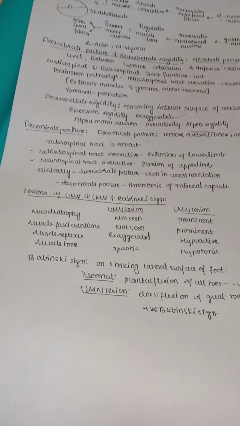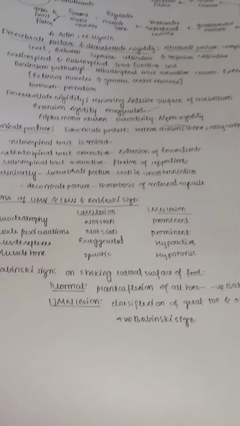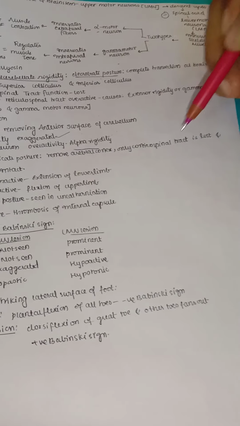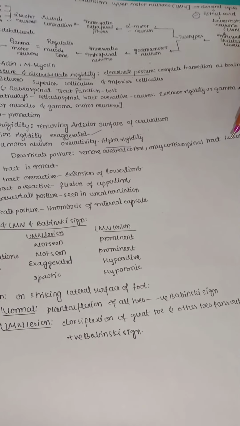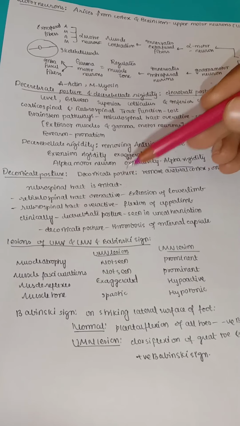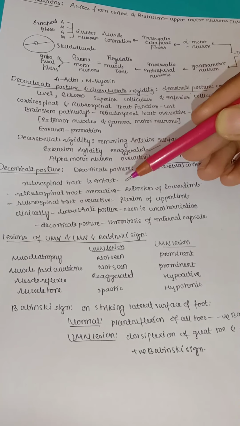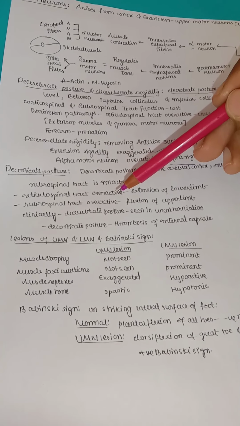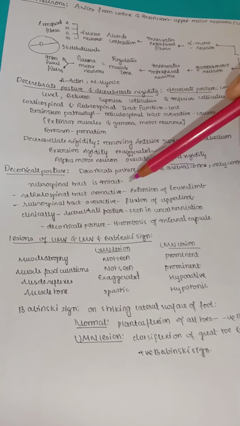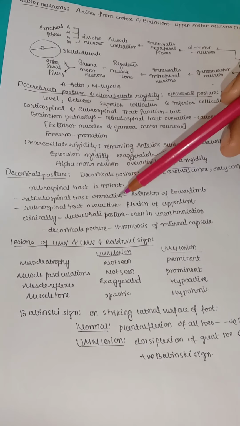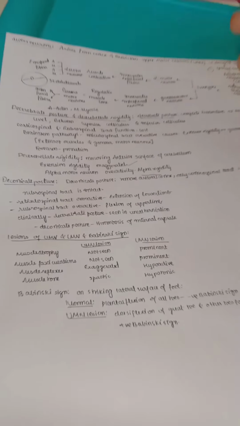Now let us see decorticate posture. If you remove the cerebral cortex, only the corticospinal tract is lost, and the rubrospinal tract is still intact. So the rubrospinal tract will become overactive. If the reticulospinal tract is overactive, it will lead to extension of the lower limb, and if the rubrospinal tract is overactive, it will lead to flexion of the upper limb. Flexion means like this, the upper limb will come nearer like this.